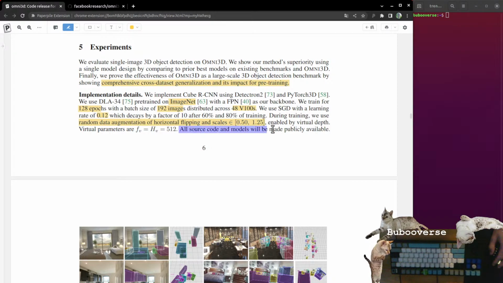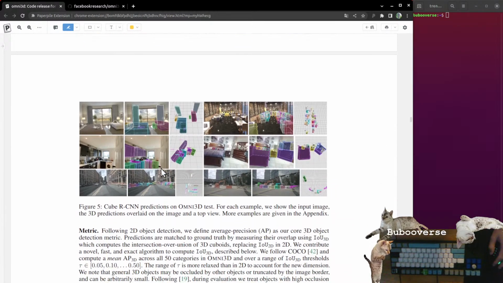All source code and models will be made publicly available. Living in the future, guys.